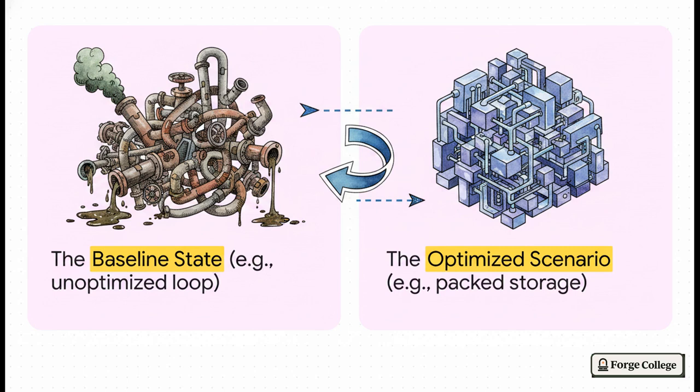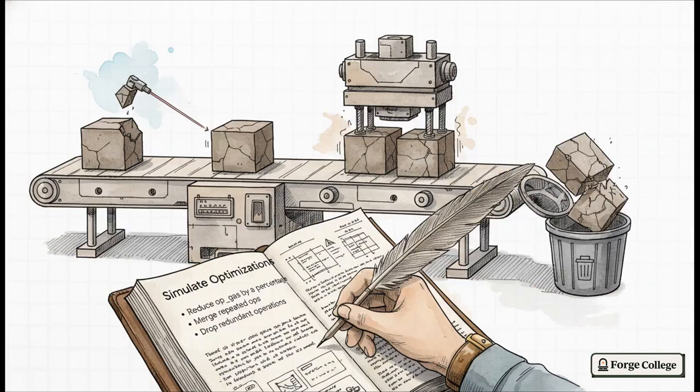On one side, we've got our baseline state, maybe a gas-guzzling, unoptimized loop. On the other side, we have our optimized scenario, utilizing a sleek packed storage pattern. We're essentially using our dataset to simulate exactly what that structural change does to our costs. Simulating these optimizations really just means applying deterministic dataset transformations to a copy of your dataset.